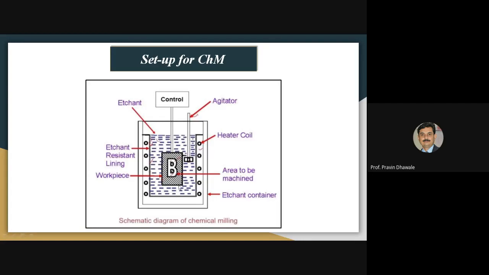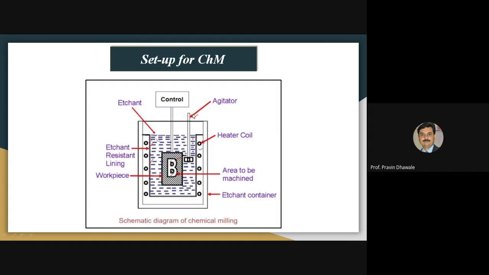And this will be our workpiece. We have to engrave the shape B on that workpiece, so the B shape will be the area to be machined. Overall this rectangle shape is the workpiece. This hatching line shows that it is enclosed with the maskant. And these blue dots are nothing but the etchant solution. Also, this etchant container is provided with a heating coil. This large dark circle shows the heater coil.